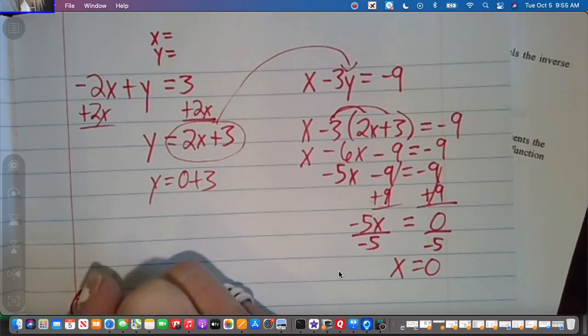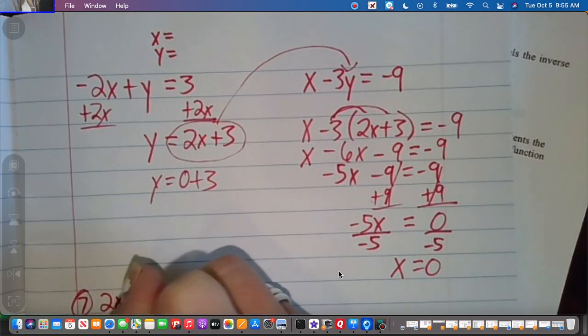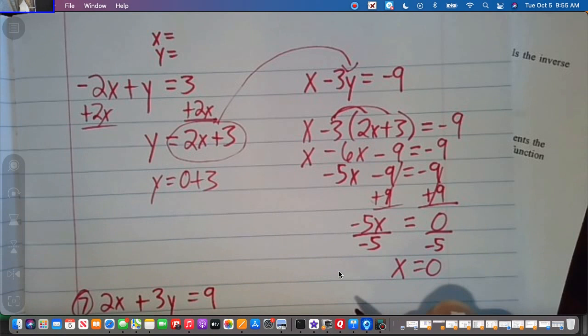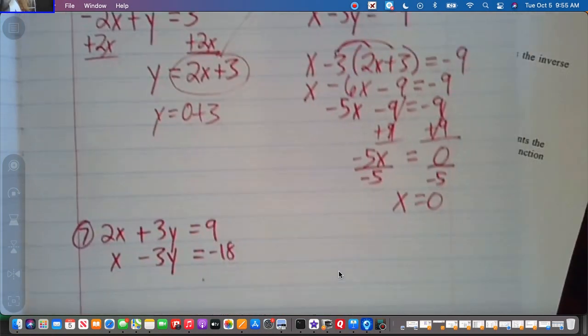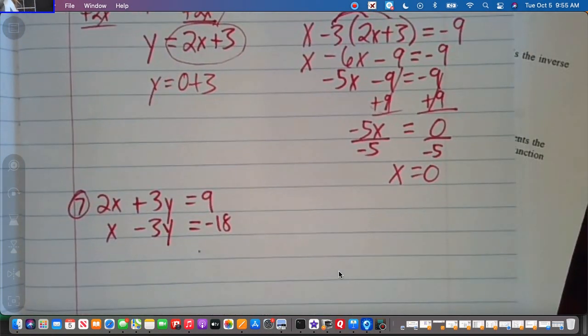Elimination. These are my favorite. 2x plus 3y equals 9. x minus 3y equals negative 18. So on elimination, you're going to have to either add or subtract them together. Do we have any that match? Yes, the 3s, they match, right? So do I add or subtract?